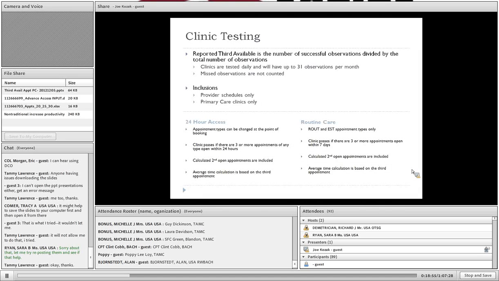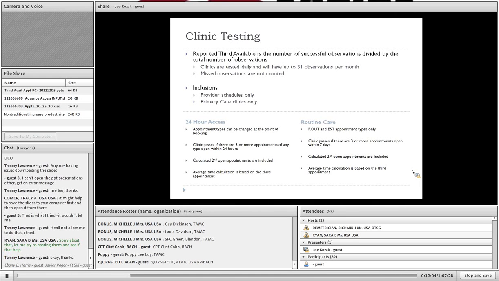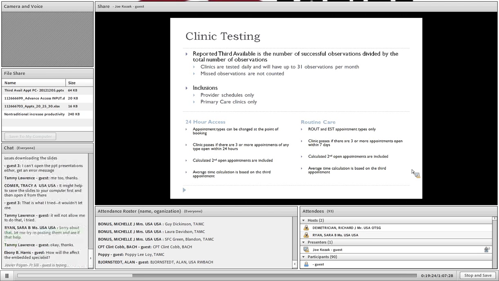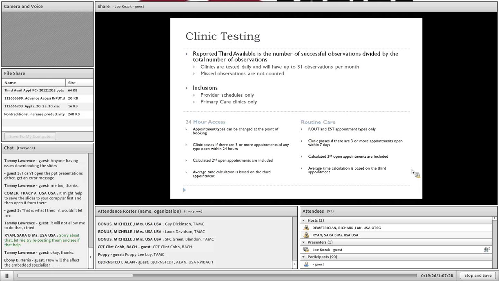For the routine, we are going to the routine established. All we're waiting on is that column to become visible so you all can see it and reproduce it. We will be going to a combination of routine / established measurement against the 7-day standard. Okay. Clinic passes if there are 3 or more appointments within the 7-day standard, and it is calculated including, again, that elusive 2nd appointment that we put in based on that average calculation of time.